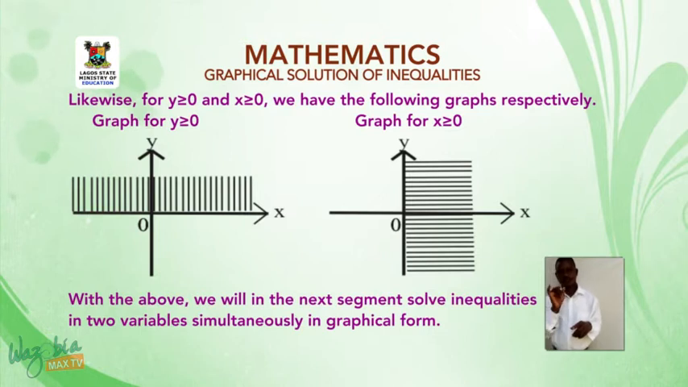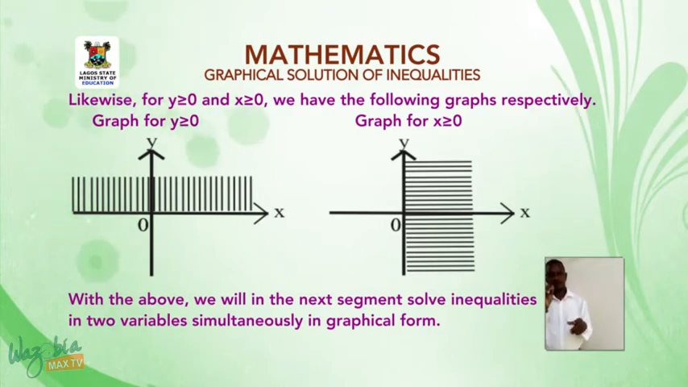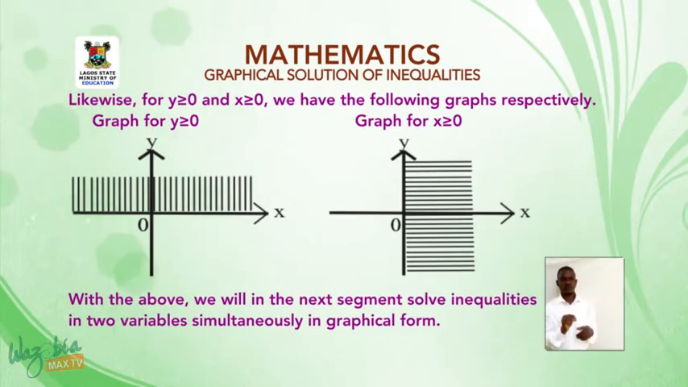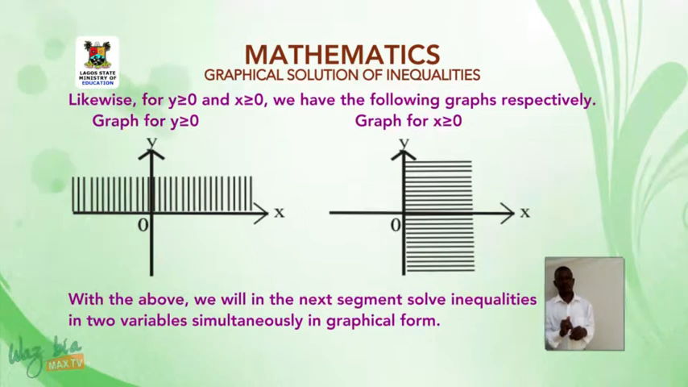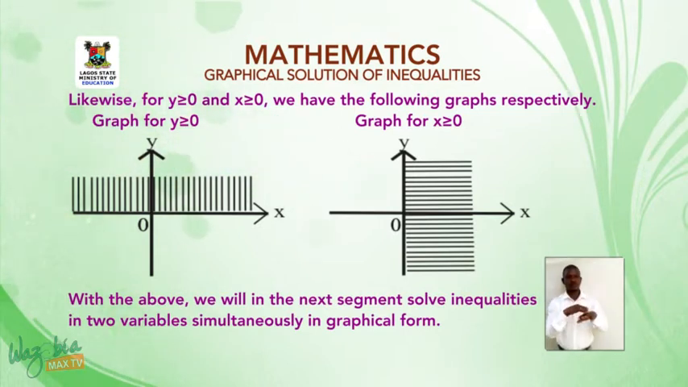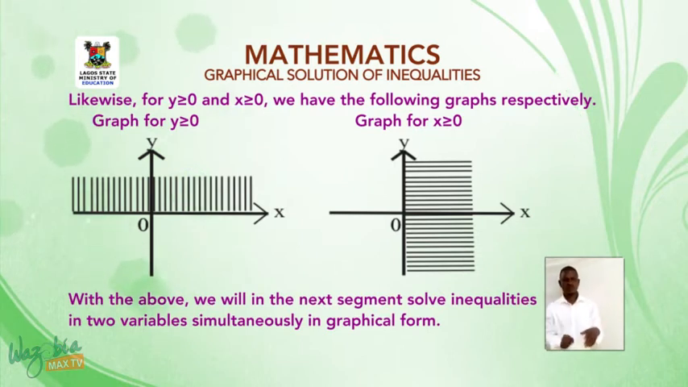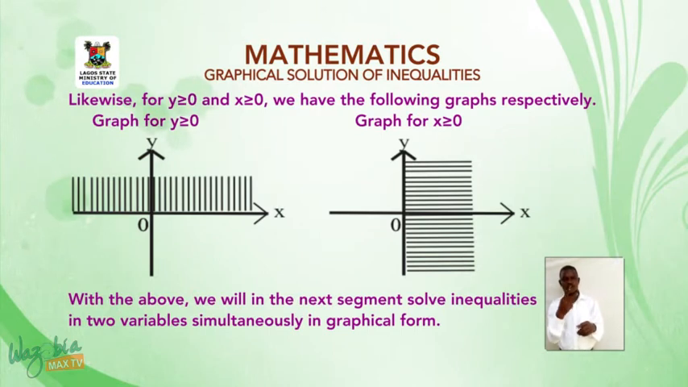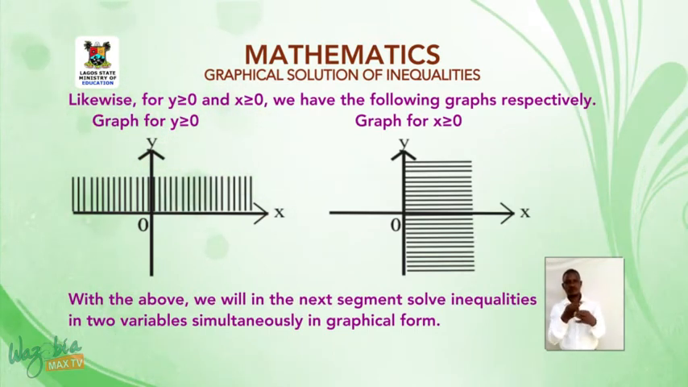Likewise, for y greater than or equal to 0 and x greater than or equal to 0, we have the following graphs respectively. With the above, we will, in the next segment, solve inequalities in two variables simultaneously in graphical form.